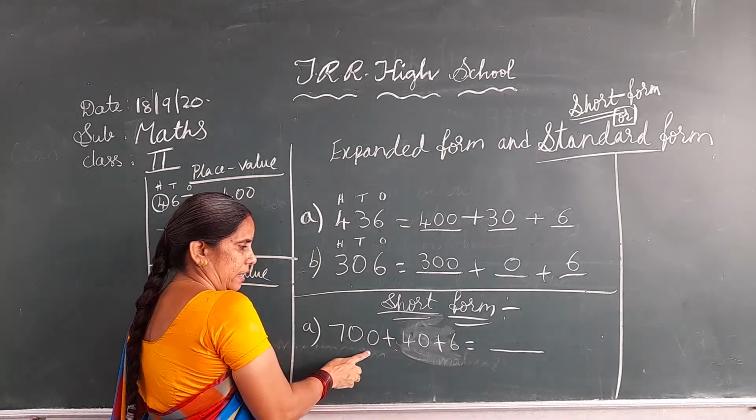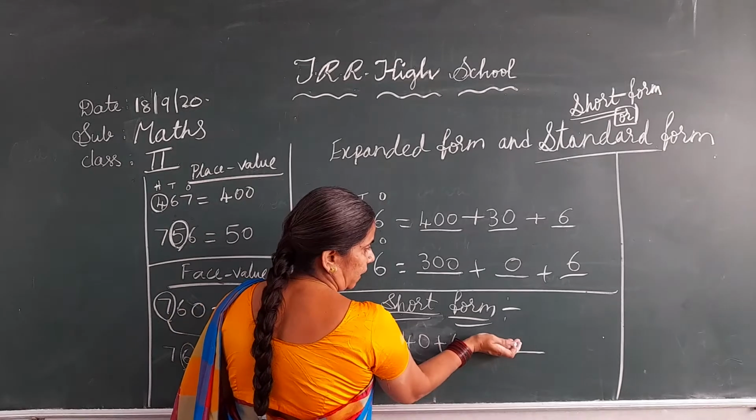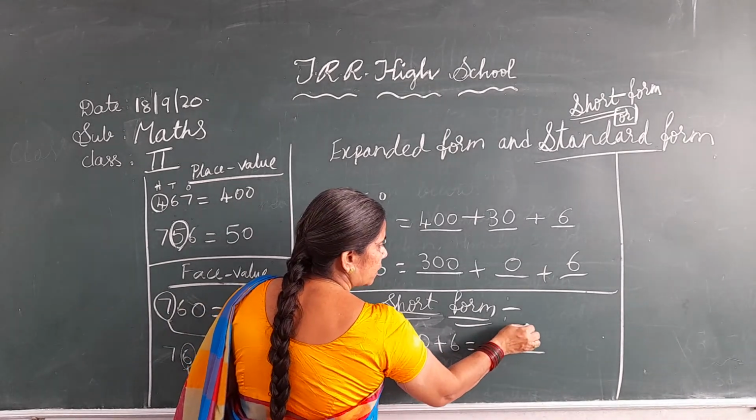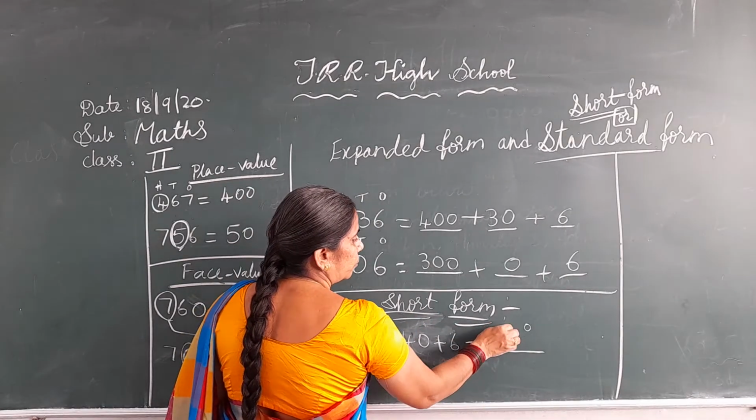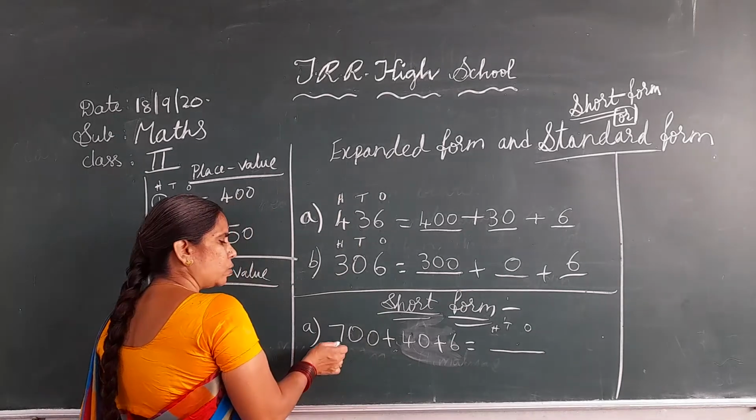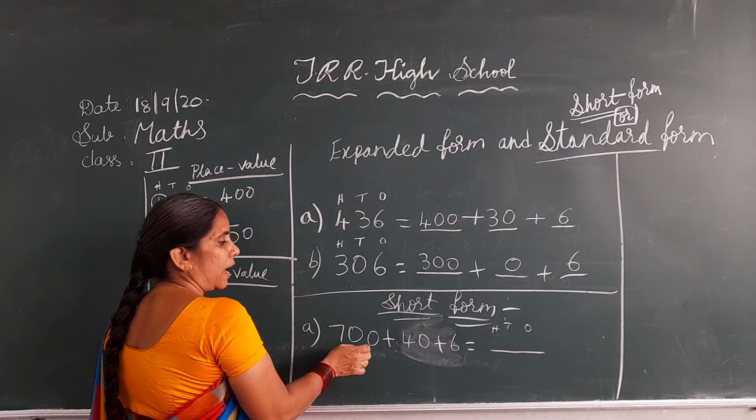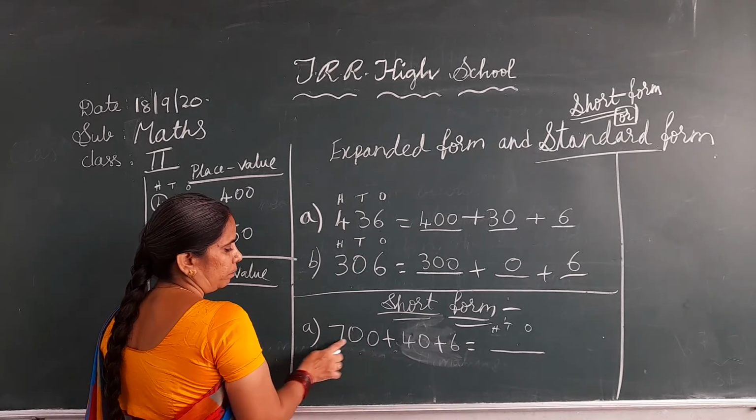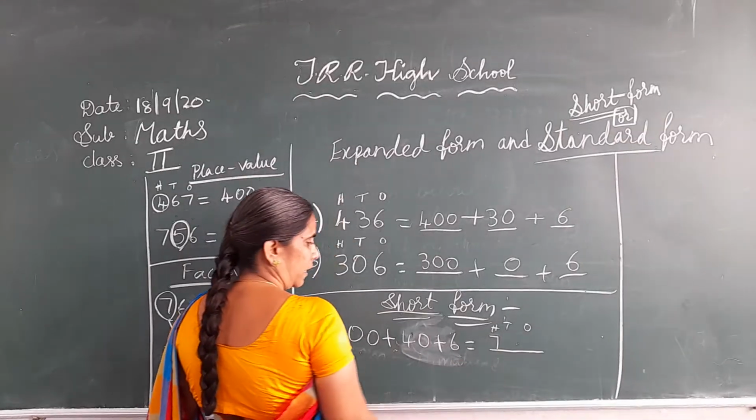Here 700. So 7 is in which place? How will you write it in the short form? This is the starting part for you, so you write the place values first. Then it will be easy for you: ones, tens, hundreds. Now 700. 7 is in which place? Hundreds place. So write 7 here.